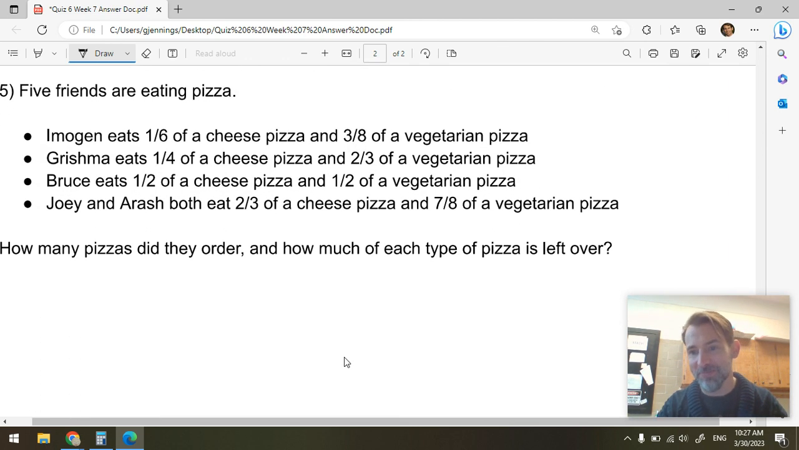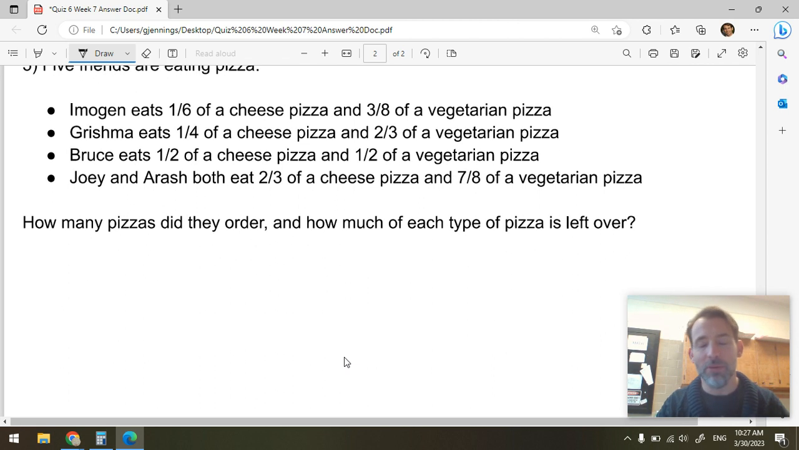All right, 5 friends eating pizza. They all eat different amounts. How many pizzas did they order, and how much of each type is left over? Because we got some people at home that are excited about some doggy bags, I guess, and they want to know what they're going to get. All right, so let's see.